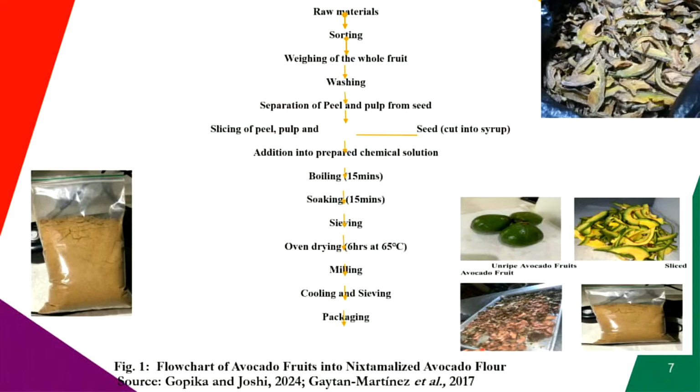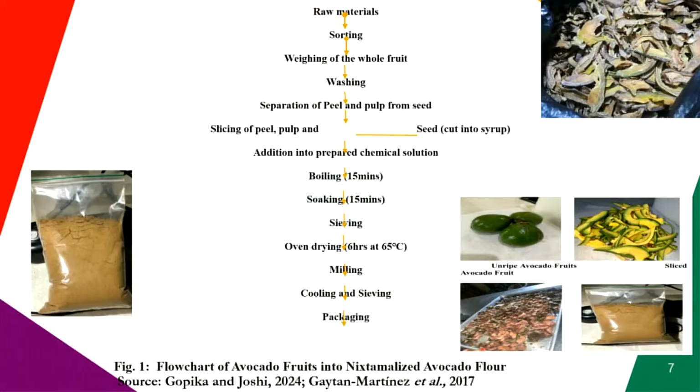Materials and method. Our avocado is gotten and it's been sorted. After being sorted, we weigh the whole fruit before we wash. Then separation of the pulp from the pits. We dissect it into 2. We remove the seeds separately. Then we cut the peel and the pulp together. We put it aside. The seed itself is being cut into a concentration, a sugar concentrator, in order to limit the browning reaction that will occur. Because if browning reaction occurs, it's going to affect the color change of the flour.